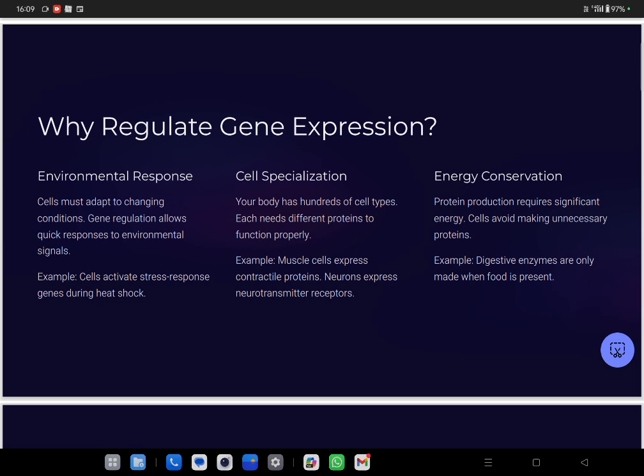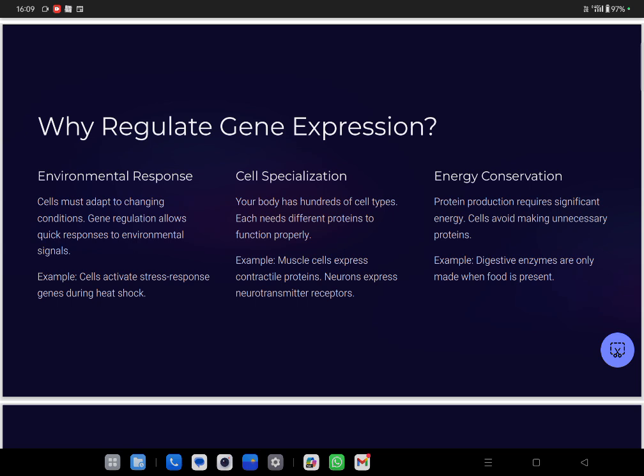Next is cell specialization. We have hundreds of types of cells and each needs different proteins to function properly. Muscle cells express contractile proteins while neurons express neurotransmitter receptors. Contractile proteins are not needed in neurons, so they are shut off. This is exactly the philosophy behind cell specialization.